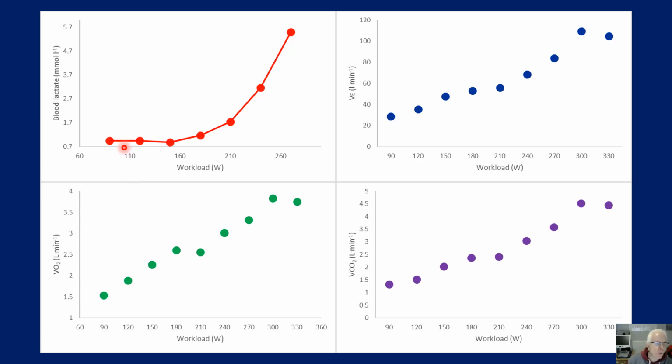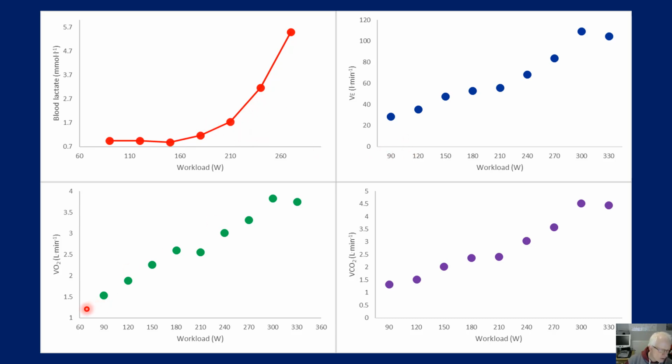Now, what I've done is take the key parameters that are of interest in relation to the gas exchange threshold. We've got our blood lactate response to incremental exercise, and you can see this conventional response: a very normal gradual increase in blood lactate and then a sudden acceleration. So we get this transition from predominantly aerobic to anaerobic metabolism.